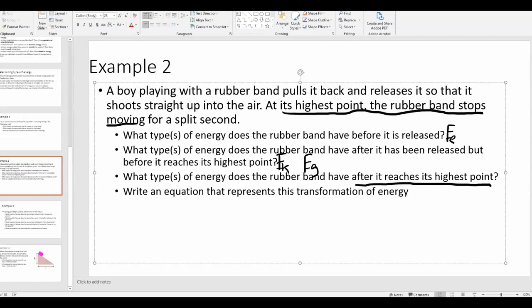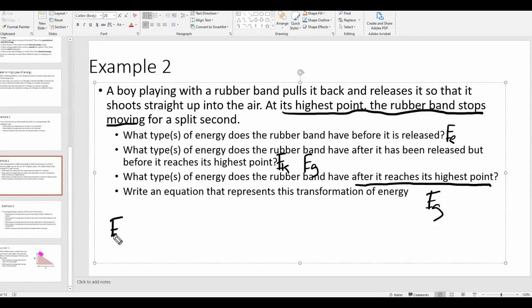Is there elastic potential energy? Not anymore because it's not stretched out anymore. Okay. Is there height above the ground? Yes. All right. Is there friction? No. No thermal energy. No work done. No chemical energy. So what does our transformation of energy equation look like?